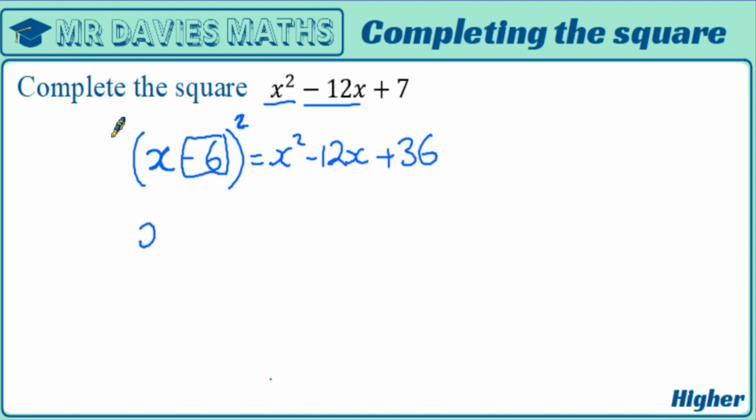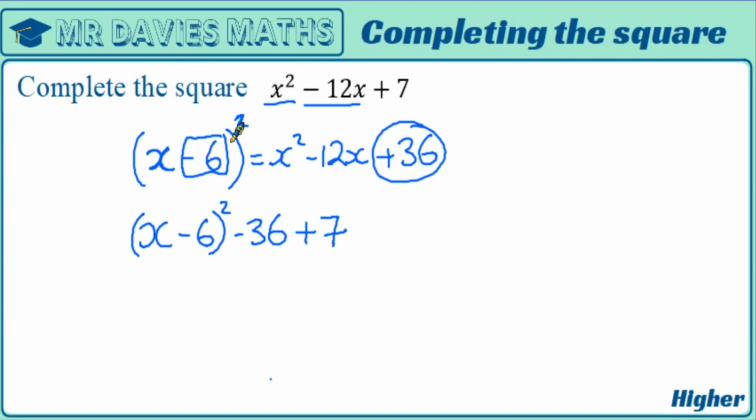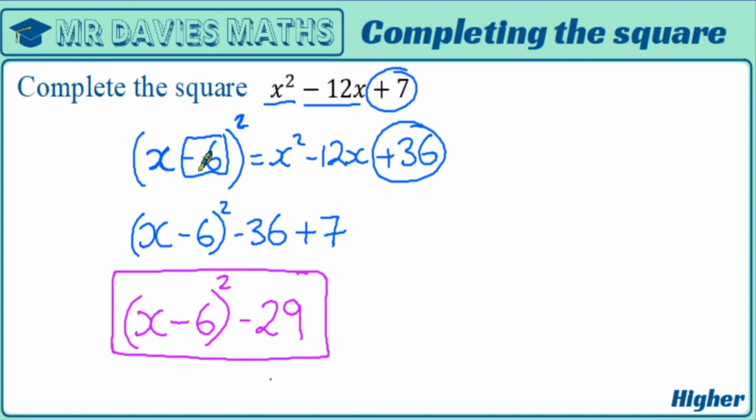Let's go x minus 6, that's the bit we want, all squared. Get rid of this 36, so minus 36, but then positive 7. We don't want to forget about that piece of information. So my final answer again would be x minus 6 all squared, minus 36, positive 7, so going back towards 0 would be minus 29. And there is my completed the square form.